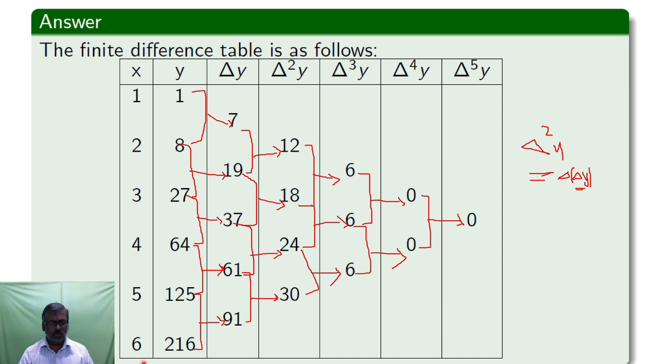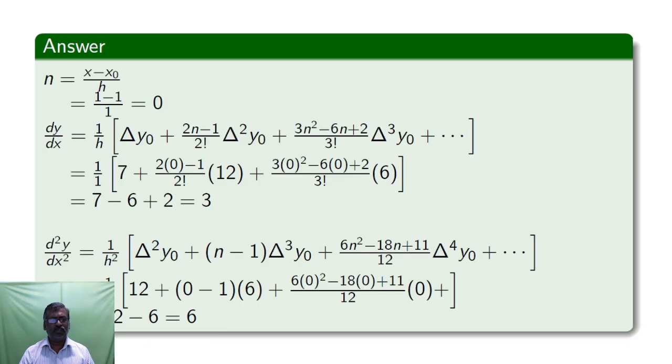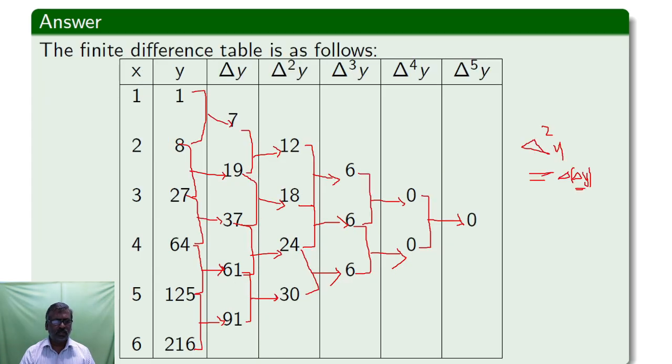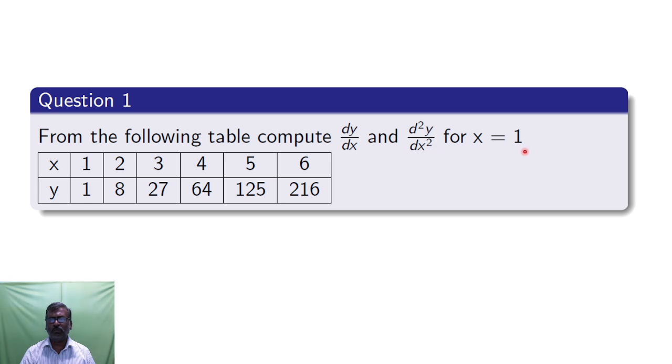Okay, move to the next table. We will see how to find the h value. The value is x minus x naught by h. Here the x value is given as 1. X naught means the initial value of x, the first value in x, and h means the difference in the x axis.